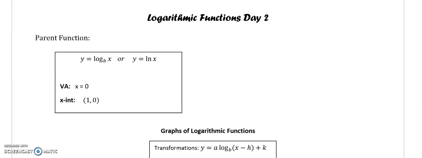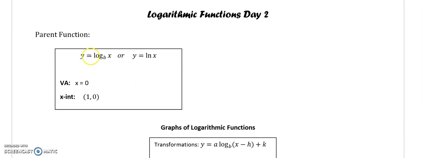Now we talked a little bit about the parent function of a log function, right? That's either log base b of x, it could be a natural log, it could also be a common log, like just log of x, which is base 10. Every single logarithmic function is the inverse of an exponential function. So when we talked about exponential functions a while back, we just switched the x's and y's, just like we mentioned in class. So the parent function has a vertical asymptote.